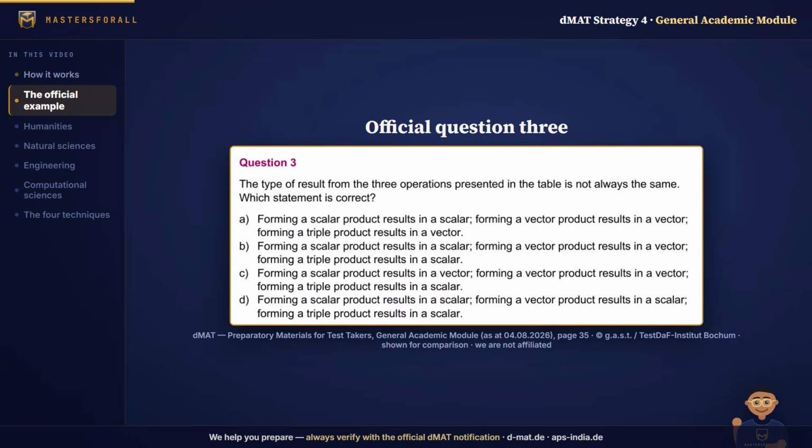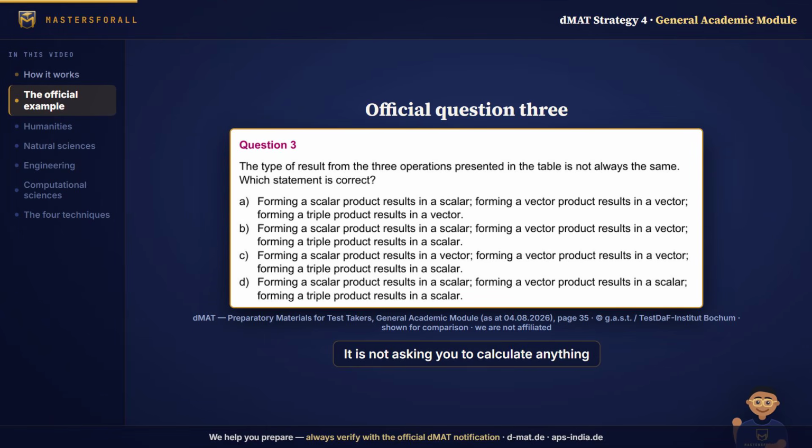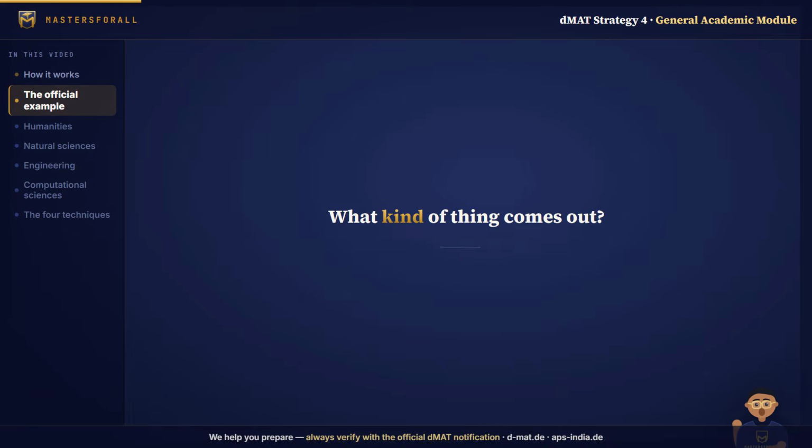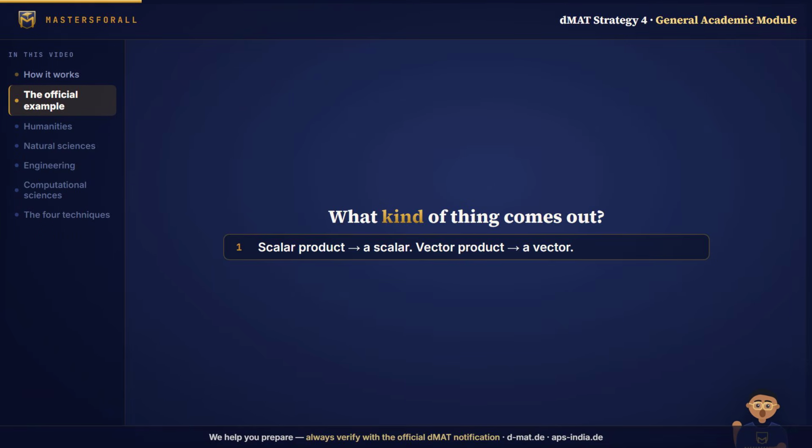One more, stranger. Official question 3. The type of result from the 3 operations is not always the same. Which statement is correct? Every option is the same 3 claims in a different combination. Scalar product gives, vector product gives, triple product gives. Notice what this is not asking. It is not asking you to calculate anything. It asks what kind of thing comes out, and the names hand you 2 of the 3 for free.